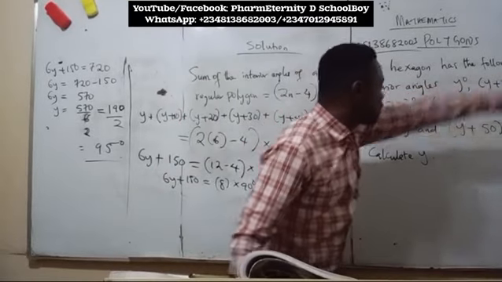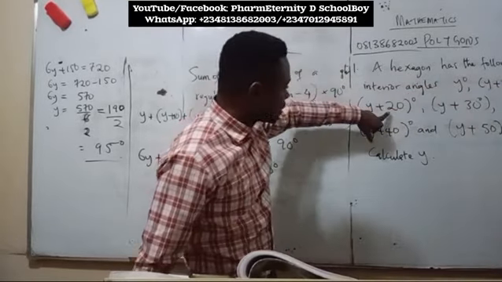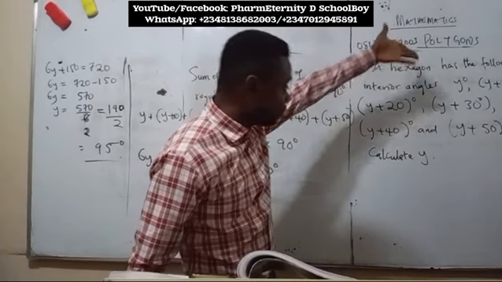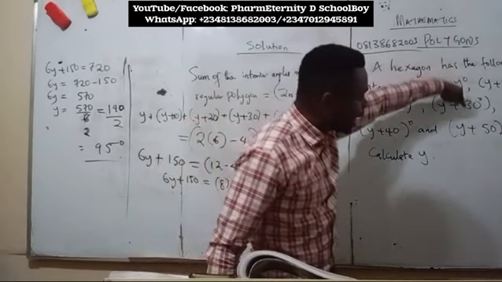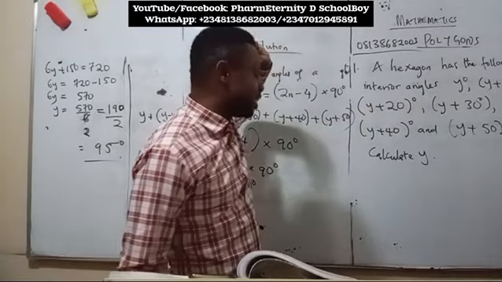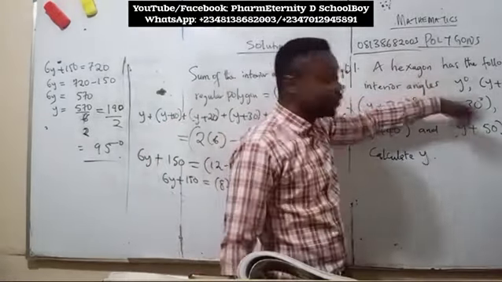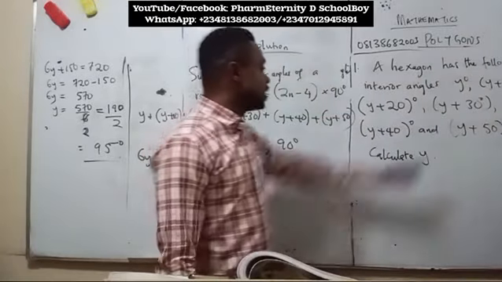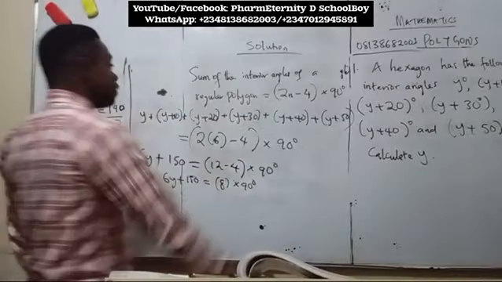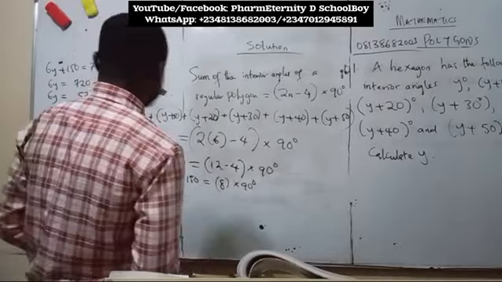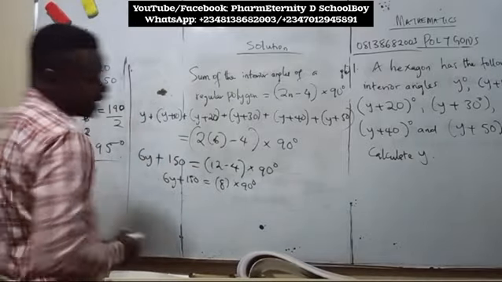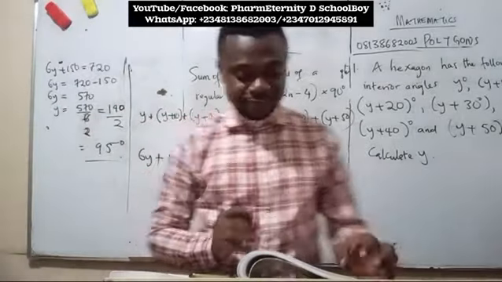95 plus 10, 105. 95 plus 20, 115. 95 plus 30, 125. 95 plus 40, 135. Then 95 plus 50, 140. So these are the angles of this hexagon. So the y is what? 95 degrees. Y is 95 degrees.